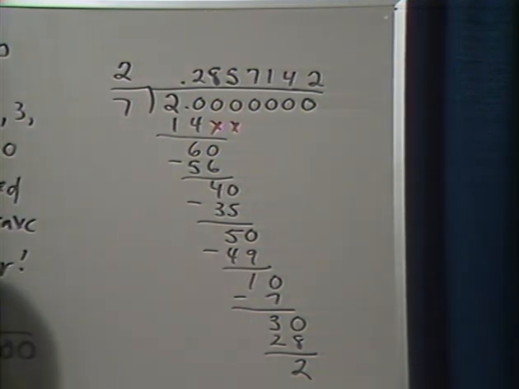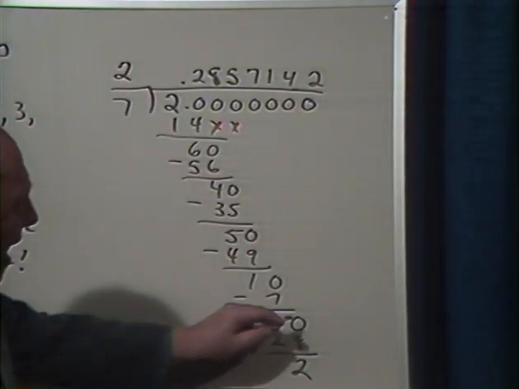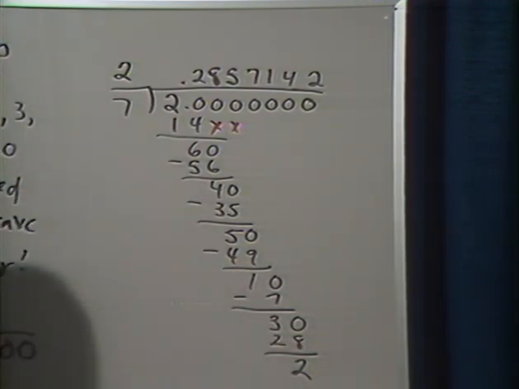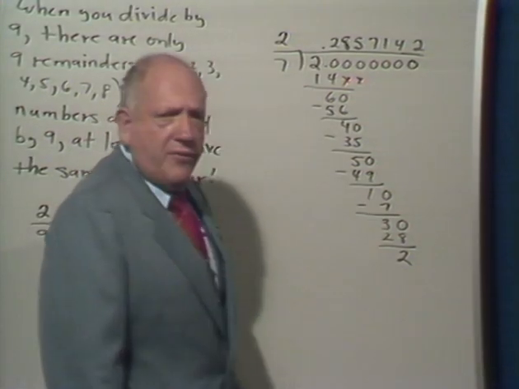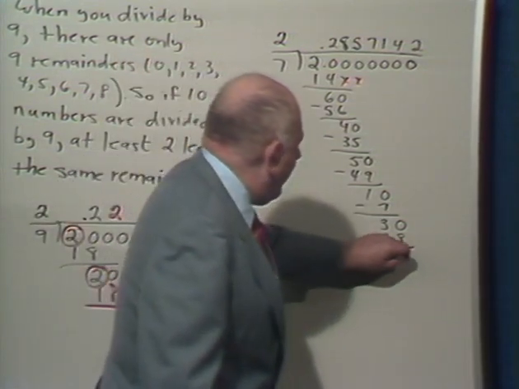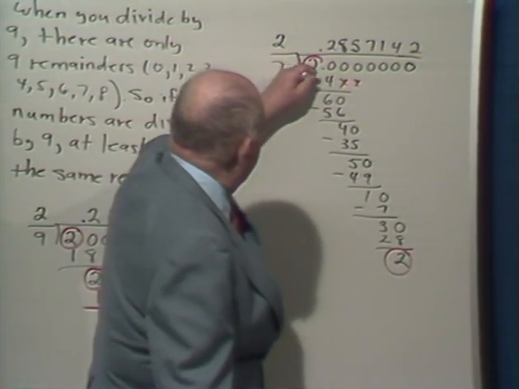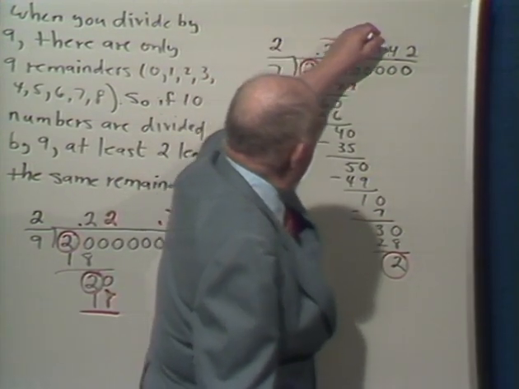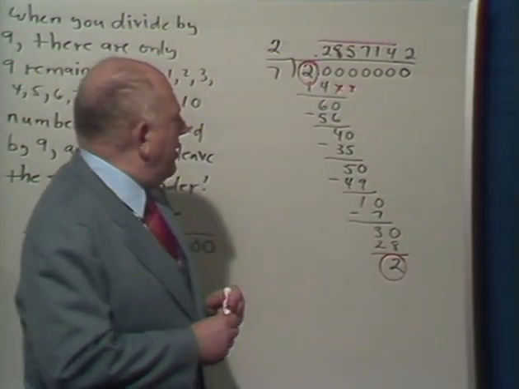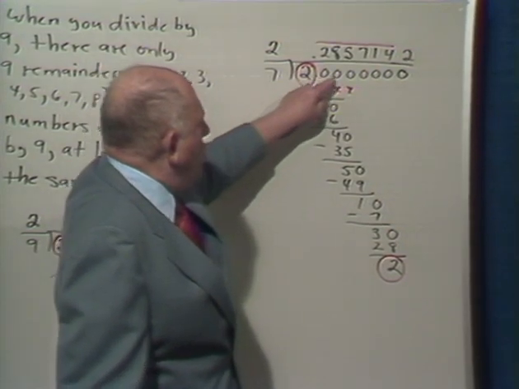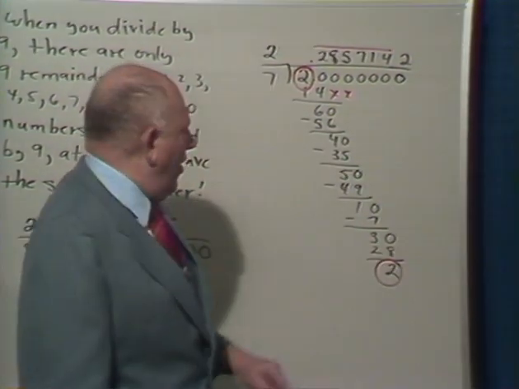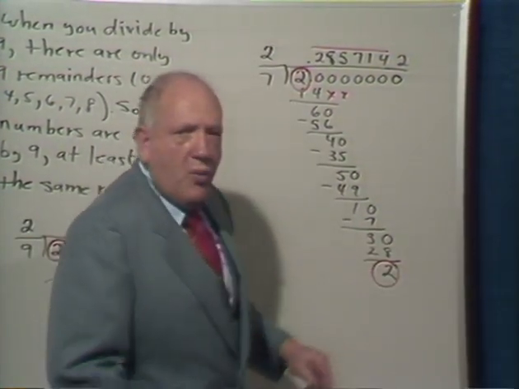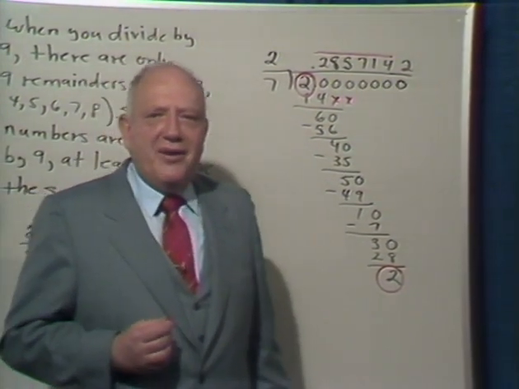Will this thing ever end? Of course it's going to repeat. There's only 7 possible different remainders I can get. Let's stay patient. I bring down a 0. 7 goes into 30 4 times. 28 from 30 is 2. A remainder finally repeated. And since the remainder repeated, the whole cycle is going to repeat. You see, I started the problem with a 2 followed by endlessly many zeros. I finished over here with a 2 followed by endlessly many zeros.